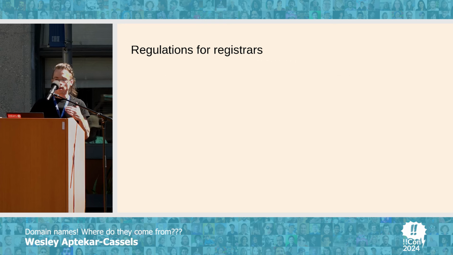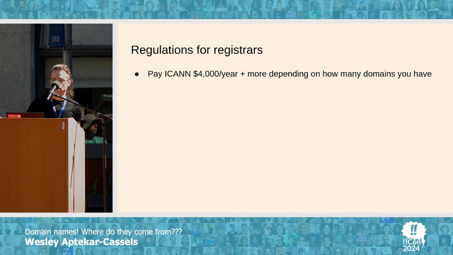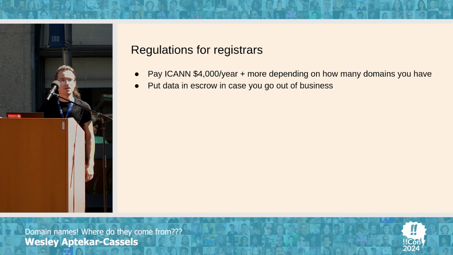And then you actually buy domains from a registrar. So how does this part of it work? You can pay ICANN $4,000 a year, plus more for each domain name you have. And you need to apply and get accredited. Then once you've done that, you put some data in escrow.